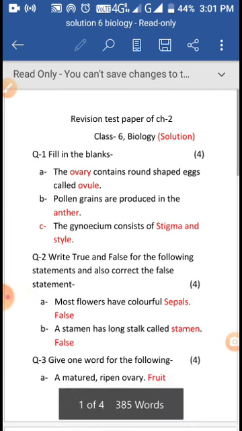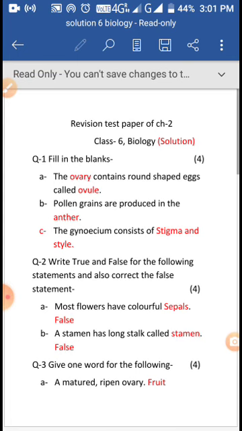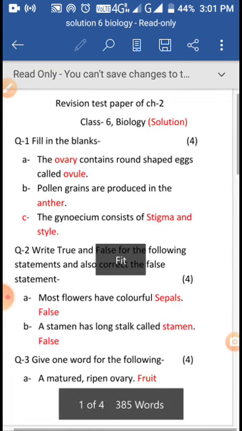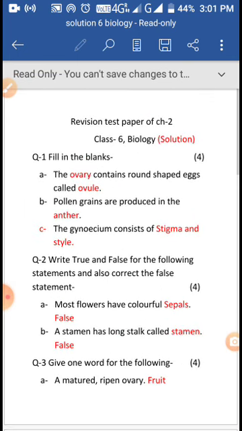Answer number 1: A is ovary and ovule, B is anther, and C is stigma and style. Answer number 2 is false. In place of petals you can write sepals. B is false. Here you can write stamen.